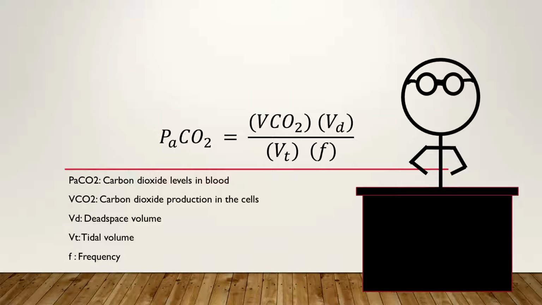The relationship of those factors is shown here. You can see that any increase in minute ventilation or frequency will decrease the carbon dioxide levels because it's an inverse relationship. Whereas the dead space, when it increases, carbon dioxide levels increase because there's a direct relationship.